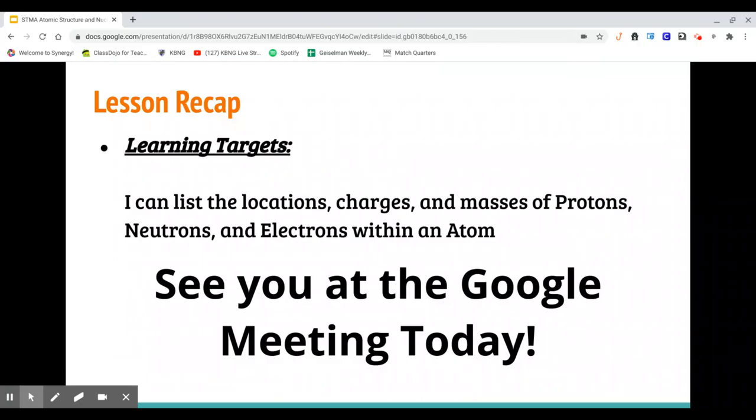So today in the lesson, you've learned the locations of protons, neutrons, and electrons. You know that protons and neutrons are found in the nucleus of an atom, and the electrons are found outside, orbiting in the electron cloud. You learned the charges of the different particles, so that a proton is positive, an electron is negative, and a neutron is neutral. And then you learned that the mass of a proton is 1 atomic mass unit, and the mass of a neutron is 1 atomic mass unit. And that electrons are so small that we usually don't even count them, and we say that they have 0 mass.